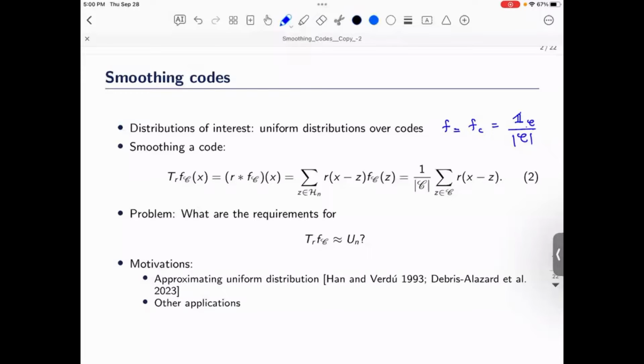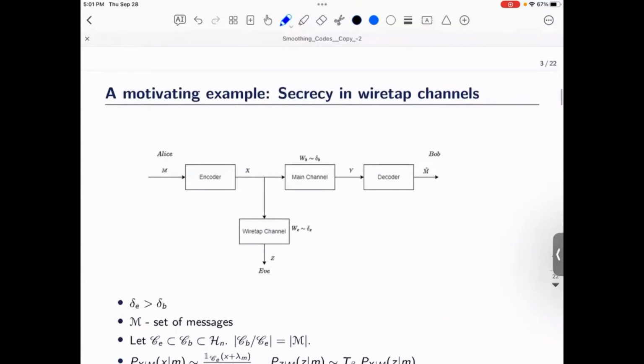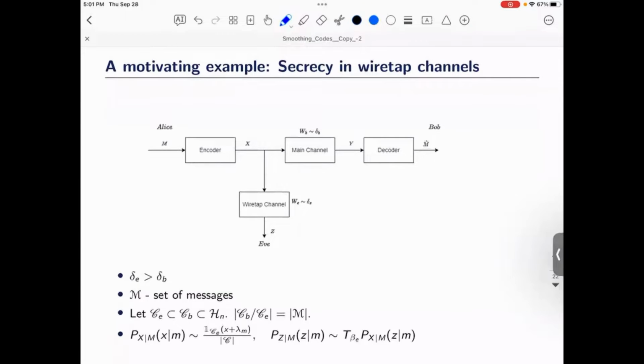If you think about the motivation, approximating the uniform distribution has been considered earlier in many cases. For instance, Han and Verdú in a 1993 paper considered simulating distributions at the output of channels. This is a special case of that. The paper by Debris-Alazard and others also considers approximating uniform distributions by smoothing. When it comes to applications, some of you may want specific ones. I'll discuss some of them later, but this is one of the most straightforward applications, secrecy in wiretap channels.